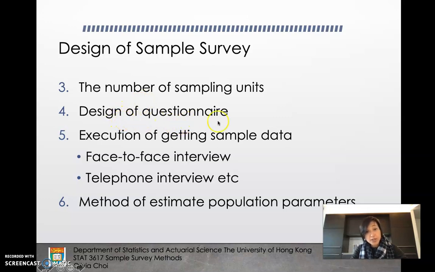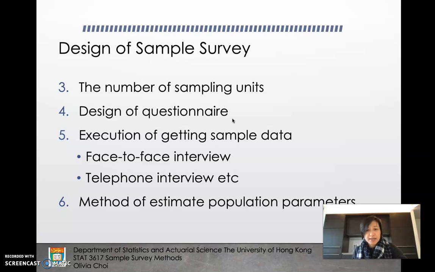And then the design of the questionnaire. In the example class, you will see a very comprehensive discussion on questionnaire design. How we design the questionnaire is very important, especially the order of the questions, or when we deal with sensitive questions. Designing a questionnaire is an art, and you can usually get a better result if you put the questionnaire in the right order, or ask questions skillfully.